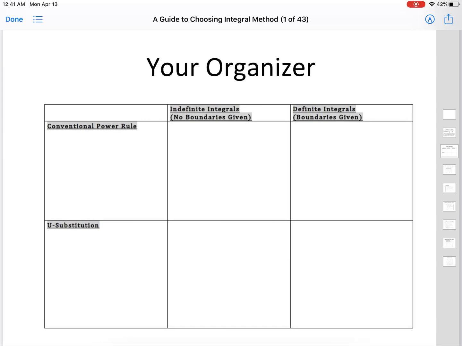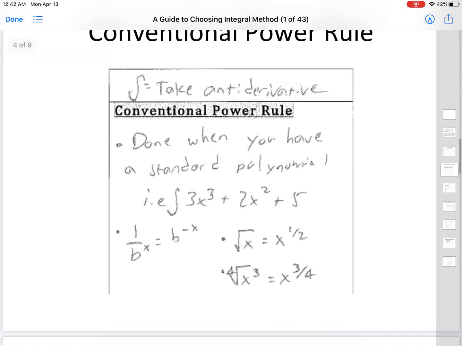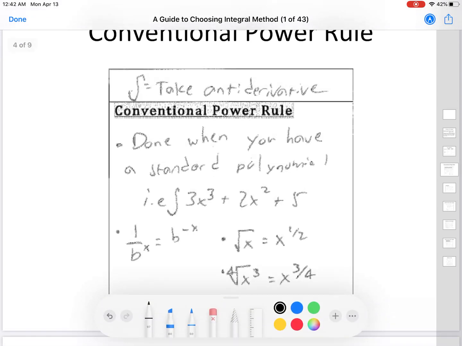So I'm actually going to work off of some filled in that I have. But I'd like you to get the experience of paying attention to this presentation and copy down what you see. So, just a reminder, this symbol that looks like the violin symbol just means take the antiderivative.